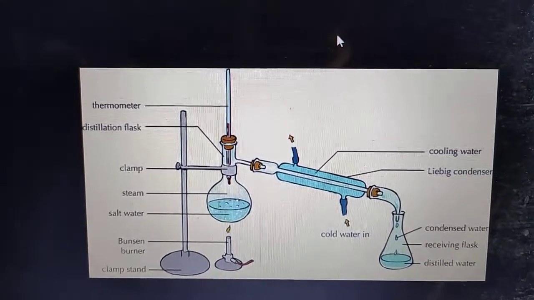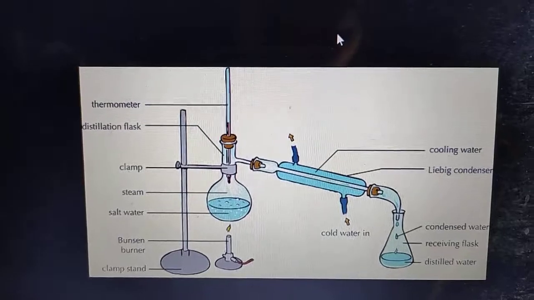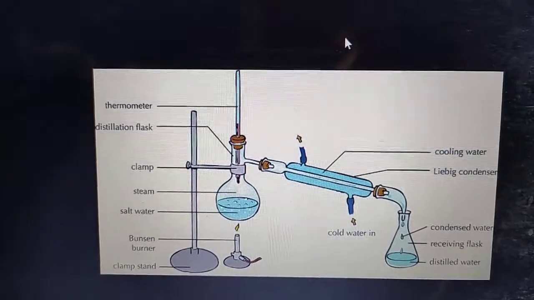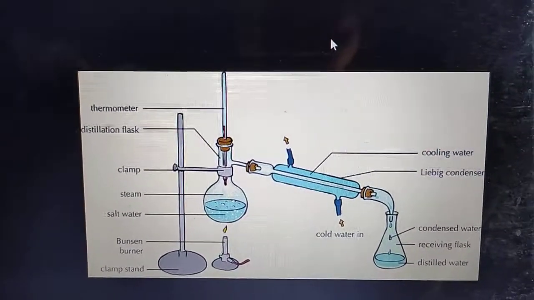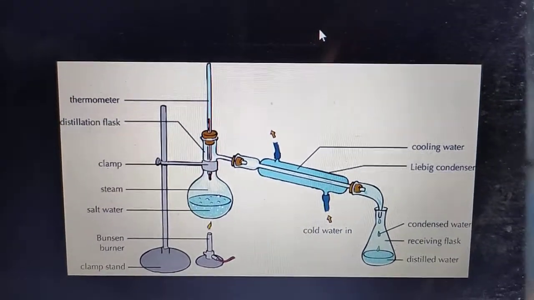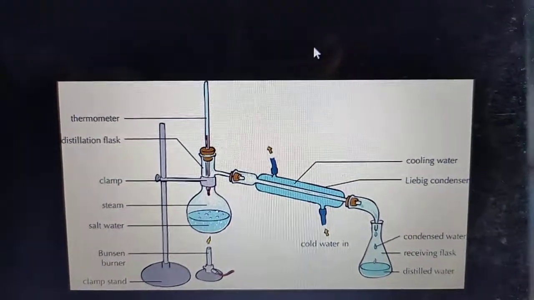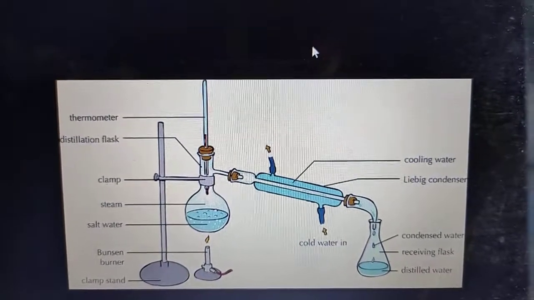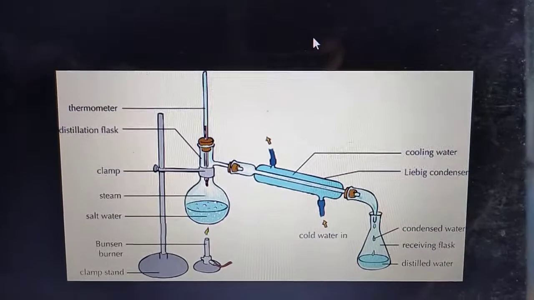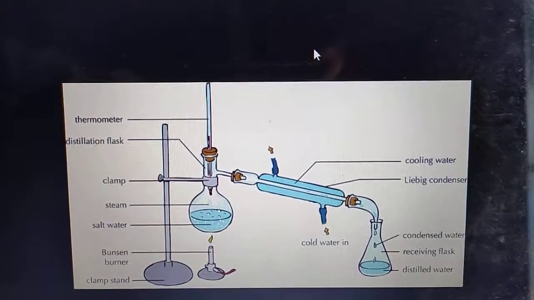Dissolve 1 spatula full of common salt in 50 ml of water. Set up the apparatus as you can see in the figure. Take the solution of common salt in the distillation flask. Then heat the distillation flask gently. Now record your observation. What happens when the distillation flask is heated? What is left behind in the distillation flask? You will get to know.